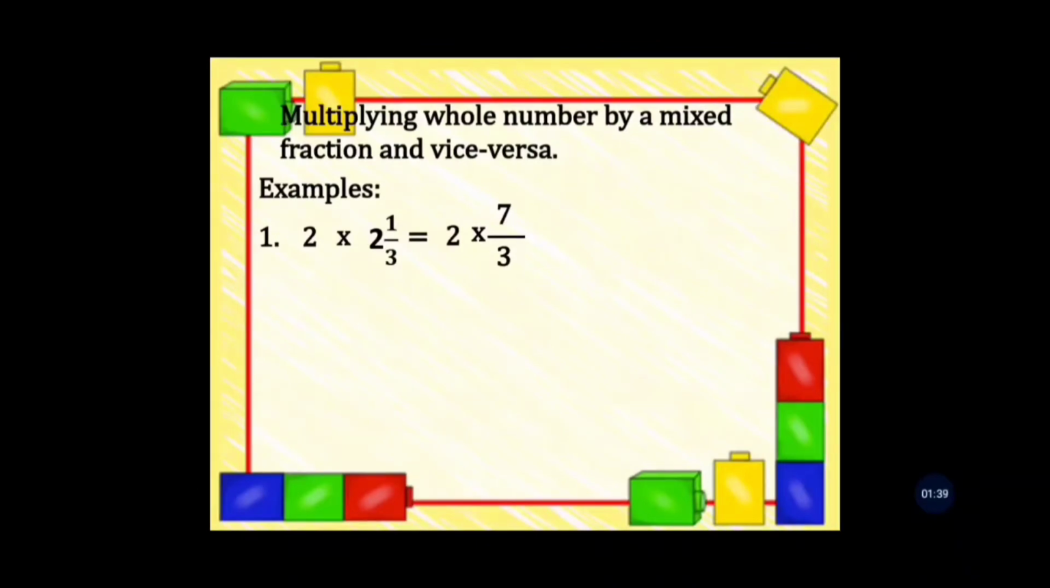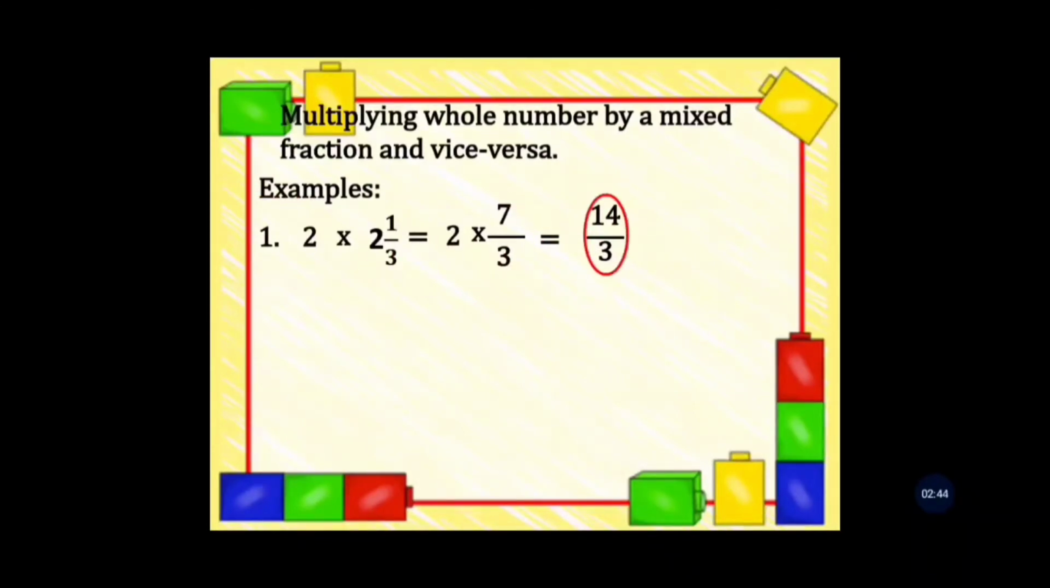So pwede na tayo mag-multiply. Then, let us have an equal sign, then a fraction sign. Whole number 2 is the same as 2/1. So, diretso na tayo. I-multiply na natin yung 2 times 7. 2 times 7 equals 14. So, ilalagay natin dito as numerator. Then, copy lang natin yung denominator na 3. So, 14/3 is an improper fraction.